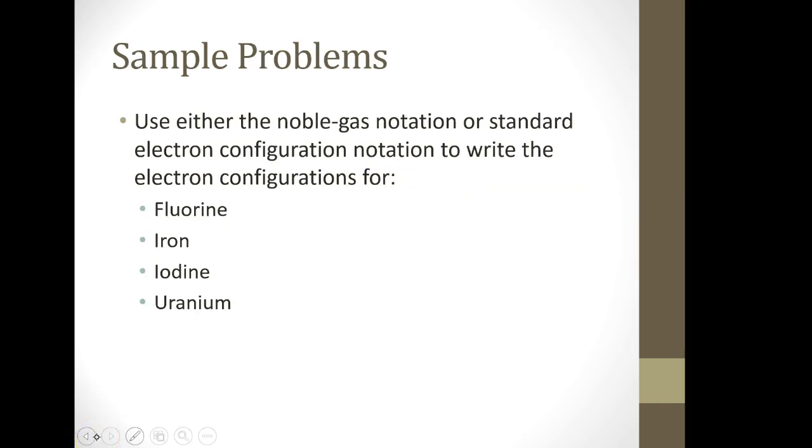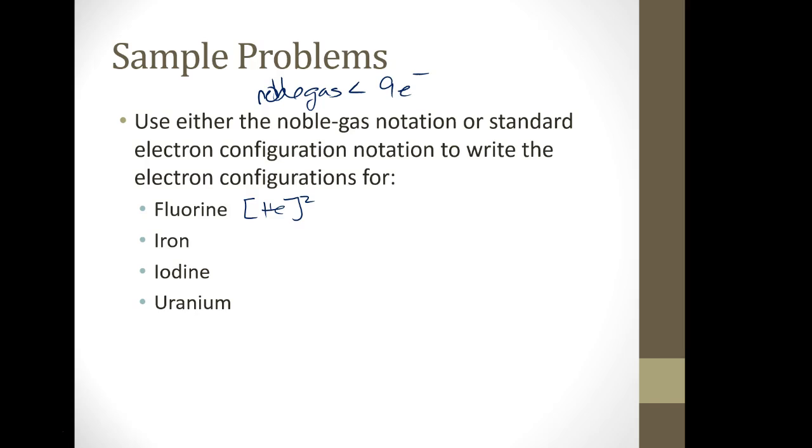Okay, so either noble gas notation or standard electron configuration to write the electron configurations for these guys. And I already did these on the previous slide. So fluorine, what you want to do, and I'll explain this more in class, is find the noble gas that is less than your element. So in this case, 9 electrons, and you write it in brackets. So helium, and you put a little 2 there. So okay, it only accounts for 2, so it's not a huge big deal.